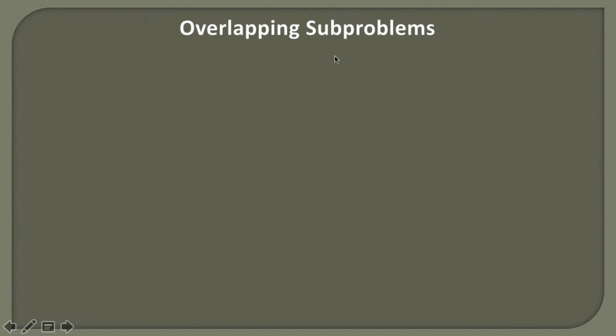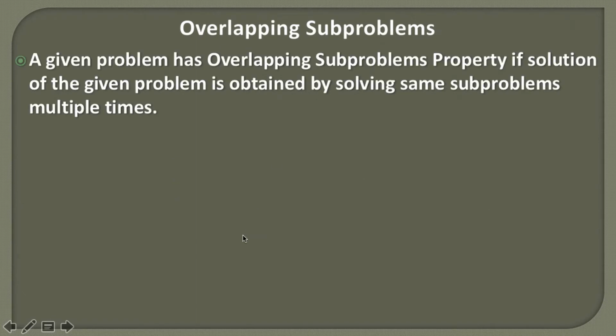So what is overlapping subproblems? Let's suppose we are given a problem and we want to identify whether the given problem has the overlapping subproblems property or not. We can identify it by first taking the problem and breaking it down into smaller subproblems, and solving those subproblems to get the solution of the main problem. Now what does overlapping subproblems mean? If the solution of a given problem is obtained by solving the same subproblems multiple times.